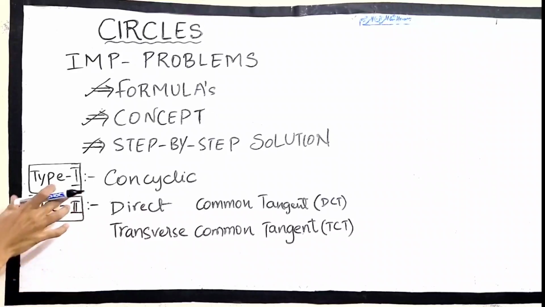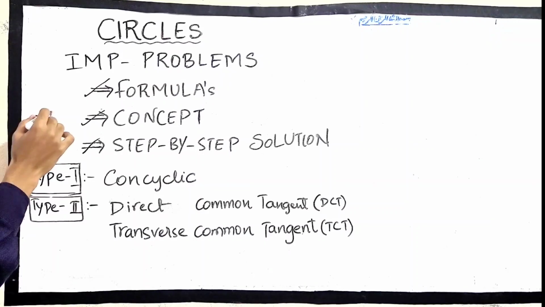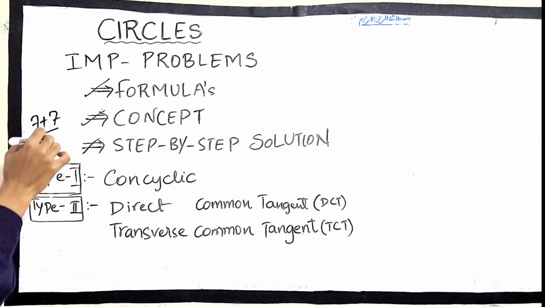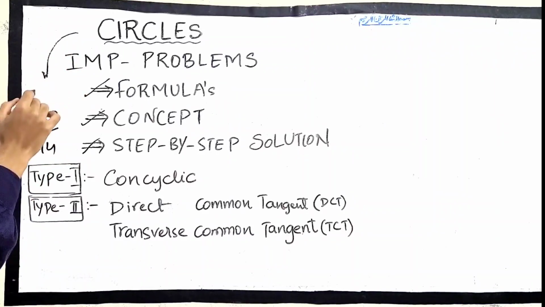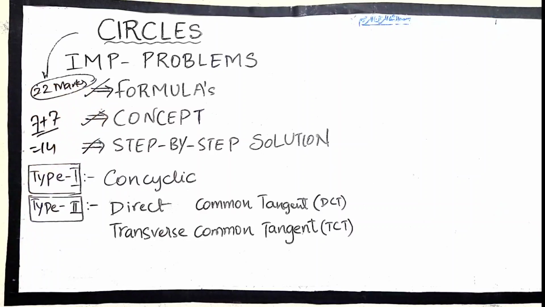So let us start. There are two types of problems in this chapter. For the LAQs, where you are given 7 plus 7 marks, which means 2 LAQs will be asked in this chapter, which is a total of 14. But the total marks from this chapter alone is 22 marks. So the first LAQ will mostly be based on concyclic points, and the type 2 will be based on the direct common tangent, shortly called DCT, and the transverse common tangent, TCT.